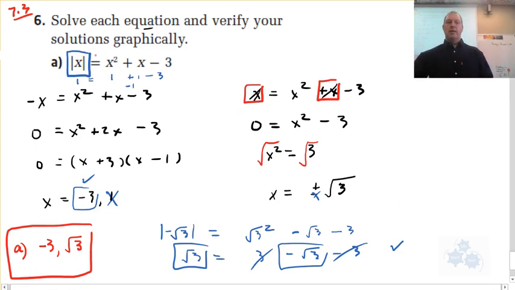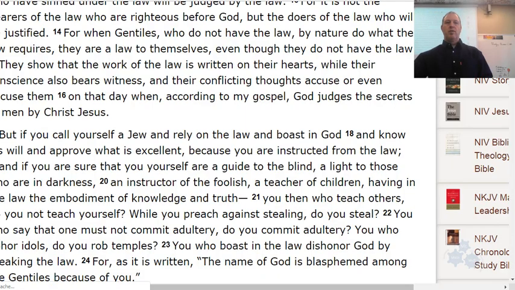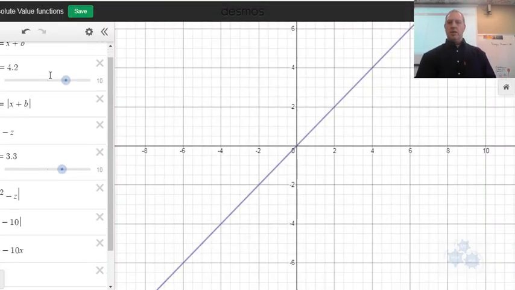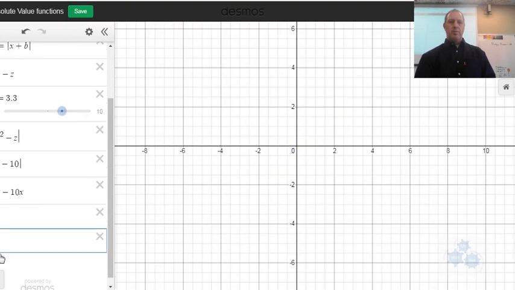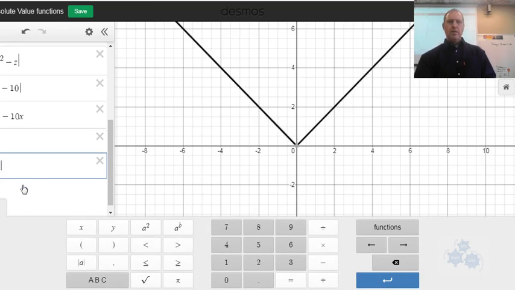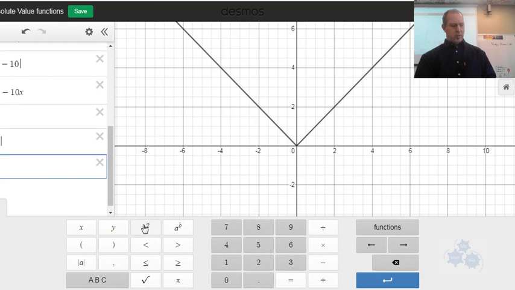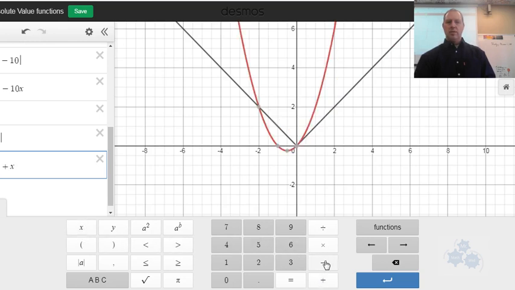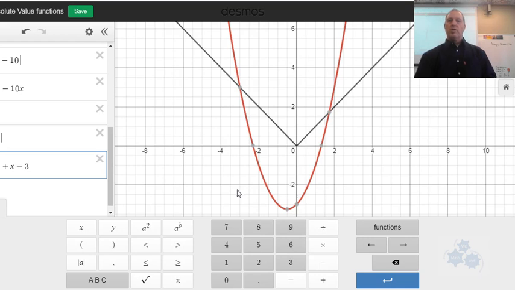Now graphically, okay, so we can graph these two. I'll just flip over to Desmos here. Oh, where did my Desmos go? Right here. Flip over to Desmos, and let's do absolute value of x here. And let's also do, sorry, what was it? X squared plus x minus 3? Is that what it was? Okay. So there are the graphs, and we have negative 3, 3.